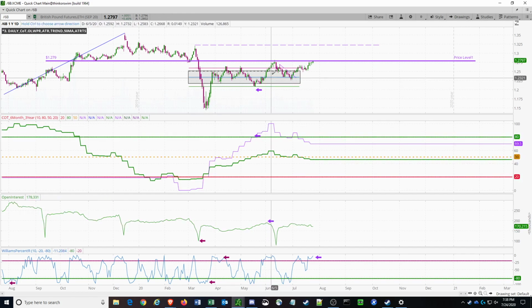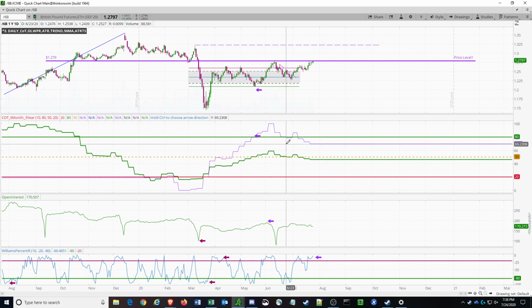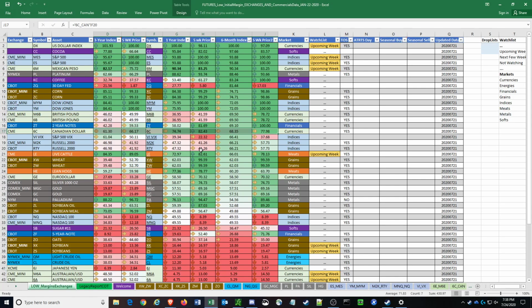Shorts increasing, shorts covering on the way down here. Expectation of moving higher, and it moves higher. All right, that's that. That's the British pound. I'm glad we looked at that.